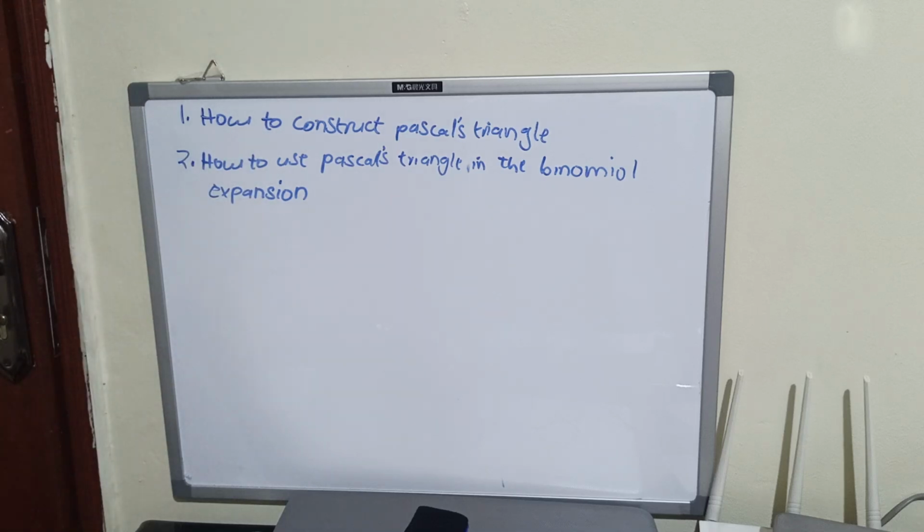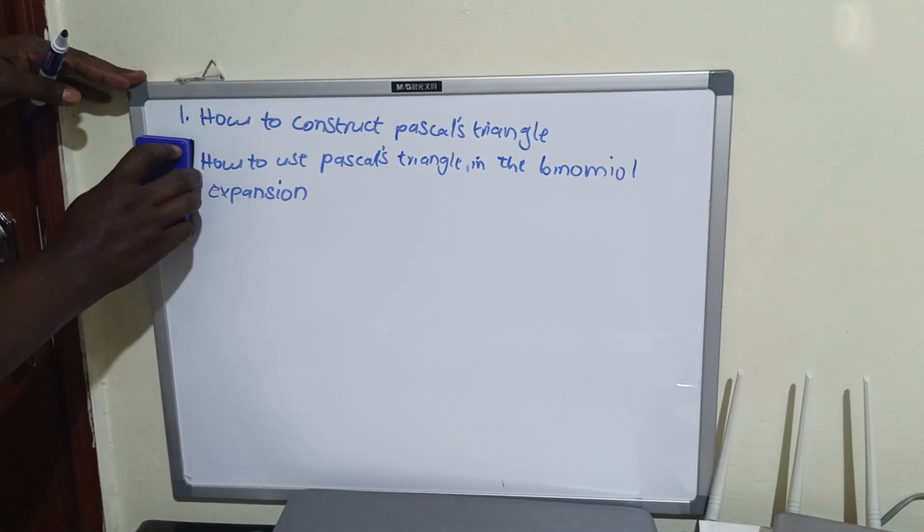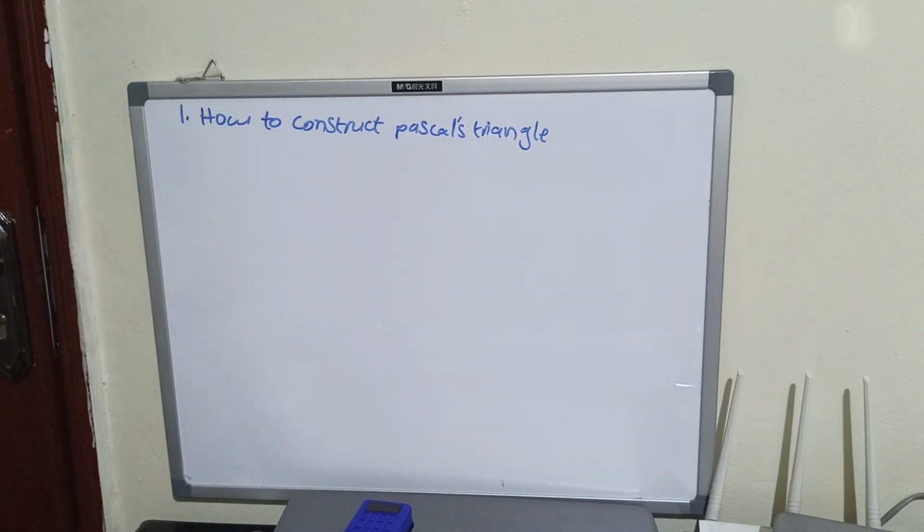So we have 2 questions. We have to solve them. First of all, let's remain with the first question. Let's see how we construct this triangle. Constructing this triangle is very easy and it should not be a problem.